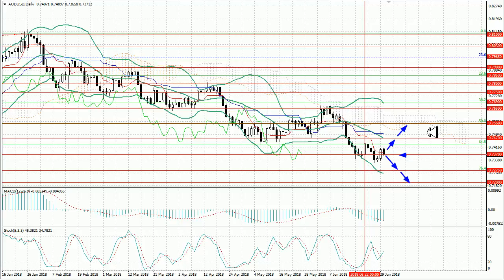Technical indicators show growth. A MACD histogram is reducing in the negative zone and Stochastic is reversing upwards. Much in the price movement this week will depend on the decision of the Reserve Bank of Australia on the interest rate and accompanying statements of regulator officials. Generally, the resumed growth is possible, but one cannot exclude the continuation of decline if the price consolidates below the level of 0.7370.